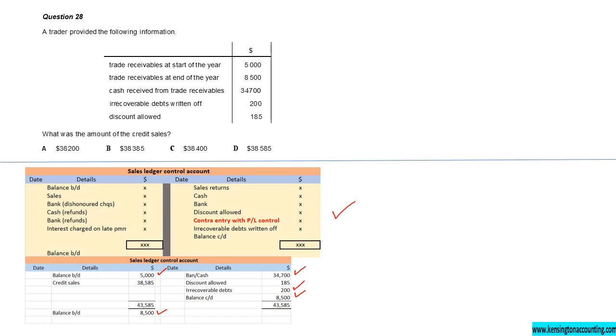200, okay, and discount allowed also reduces the balance owed by trade receivable. It's a credit entry. Therefore, the balancing figure of credit sales is 38,585. Therefore, the answer is D.